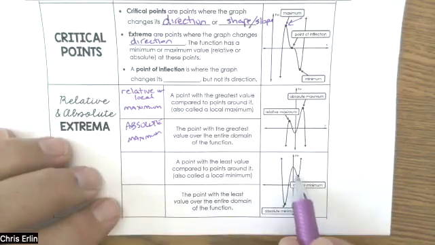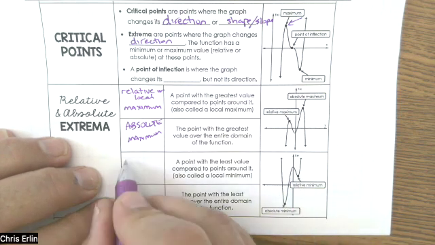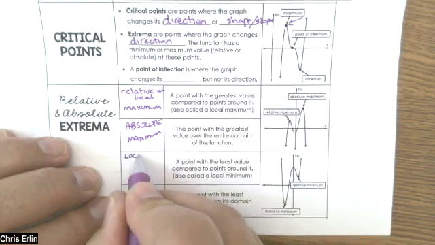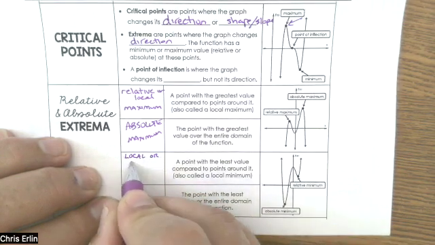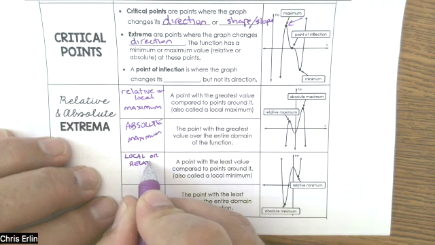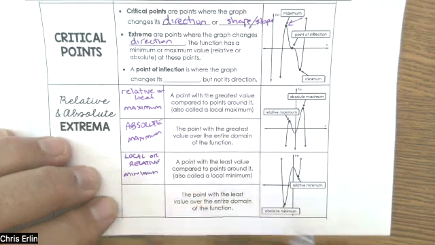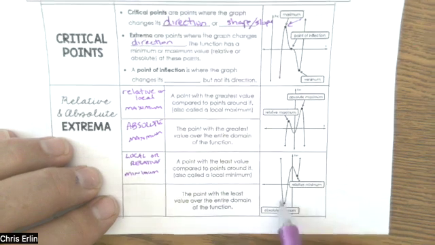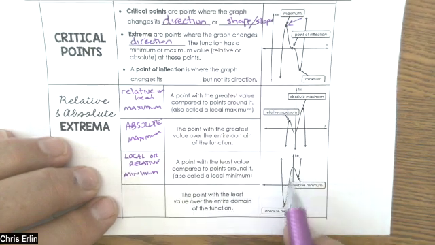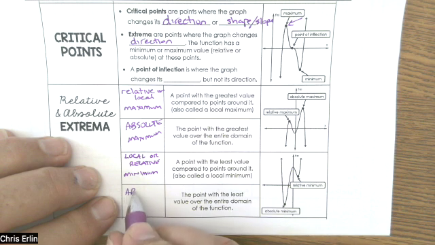Similarly, if you have a minimum value that may be smaller elsewhere in the function, but in this region, that's the minimum, that's called a local or a relative minimum. Whereas if it's the lowest point of the entire function, that's called an absolute minimum.